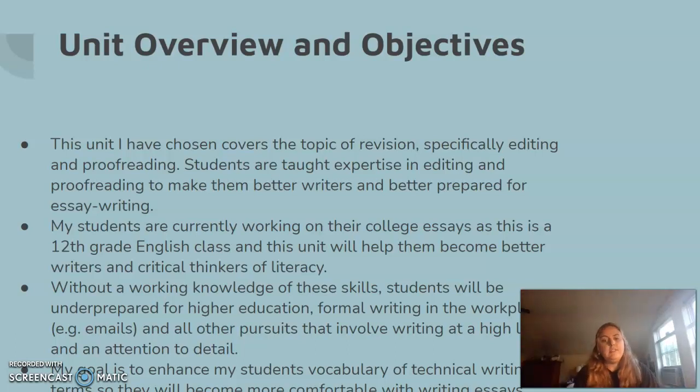Without a working knowledge of these skills, students will be underprepared for higher education, formal writing in the workplace, such as emails, and all other pursuits that involve writing and attention to detail. My goal is to enhance my students' vocabulary of technical writing terms so they'll become more comfortable with writing essays.